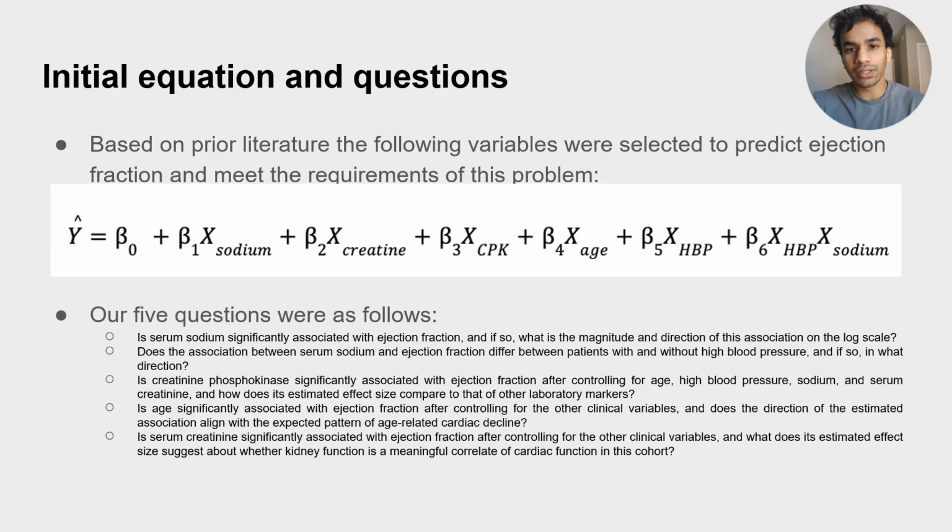Third, is creatine phosphokinase, or CPK, significantly associated with ejection fraction after controlling for our other variables, and how does its effect size compare to the other lab markers? Fourth, is age significantly associated with ejection fraction after controlling for these clinical variables, and does it align with the expected pattern of age-related cardiac decline? And fifth, is serum creatinine significantly associated with ejection fraction, and what does its effect size suggest about kidney function as a meaningful correlate of function in this group?